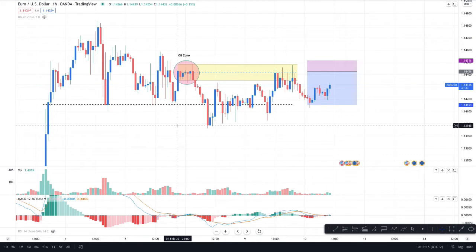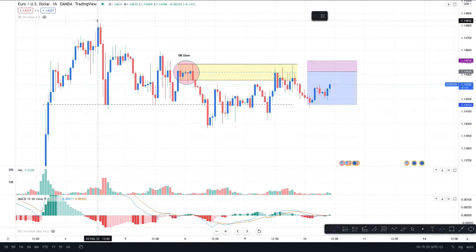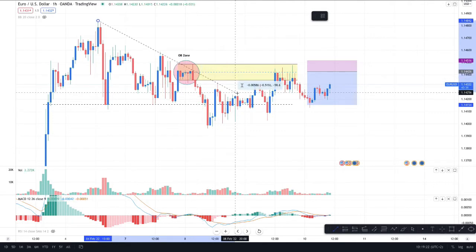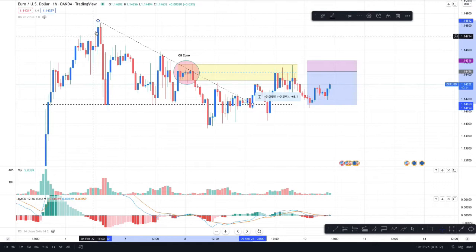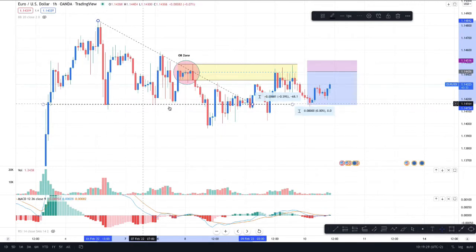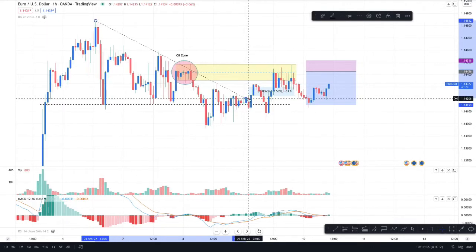I am looking for price to break through this support zone. Another reason I'm looking for price to break through this support zone is this. We can see price is trending between this flat support line and this descending trend line. Okay, that's just a little piece of added confluence. So that is what I was looking at.